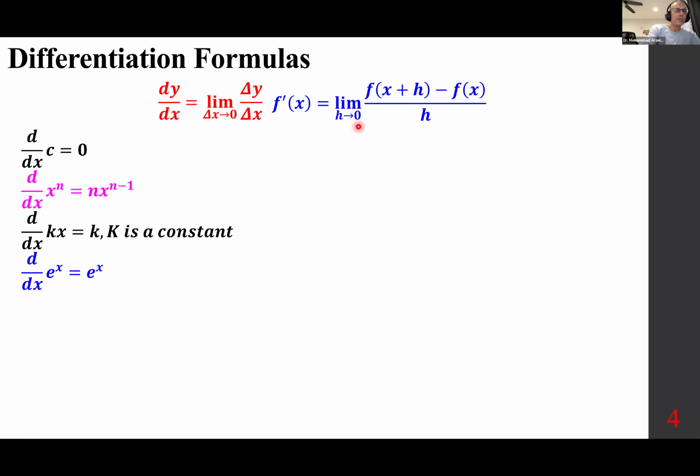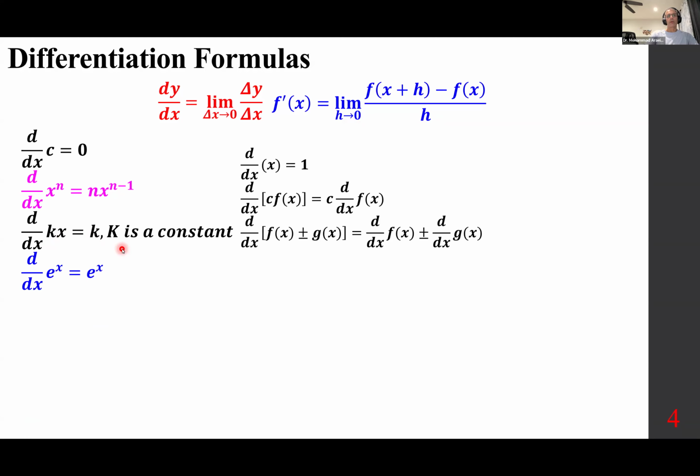Now, the derivative of a constant is 0. The derivative of x to the power of n is n x to the power of n minus 1. This is known as the power rule. The derivative of k times x, where k is a number, just a coefficient of x, is k. And for the exponential e to the power of x, the derivative is itself. The derivative of x, as a result of the power rule, becomes 1.